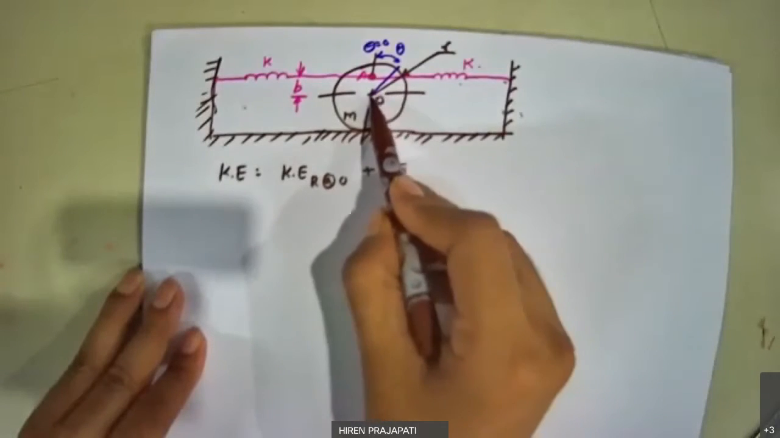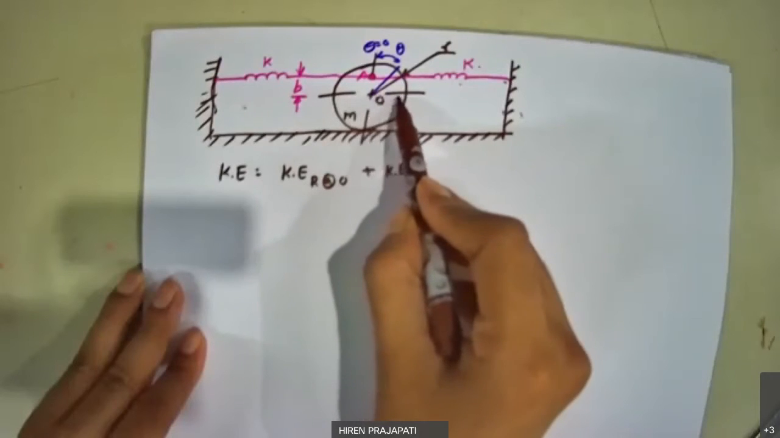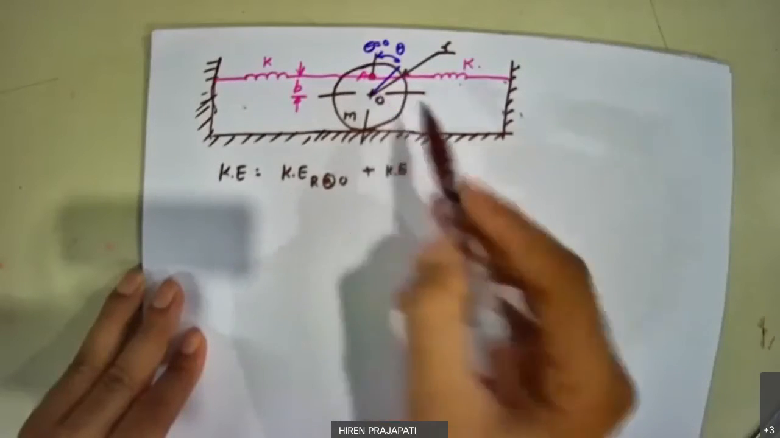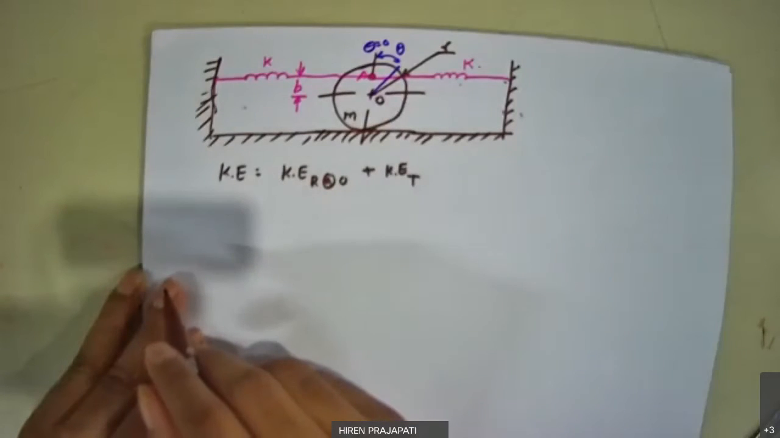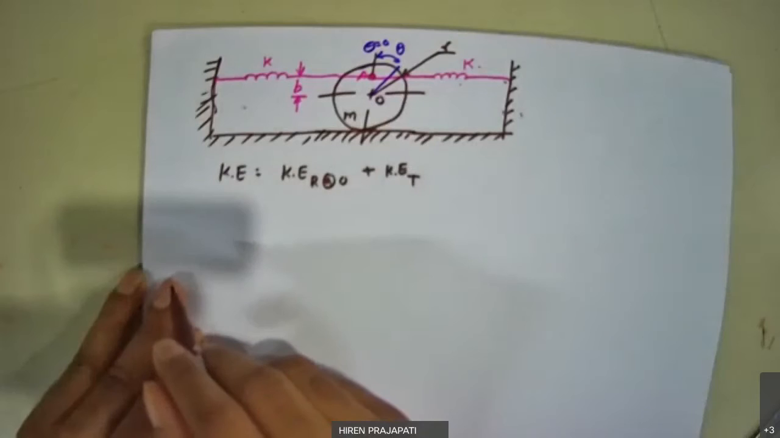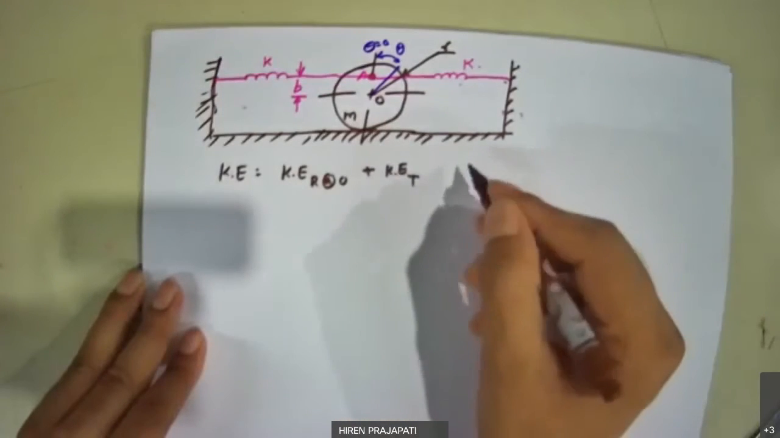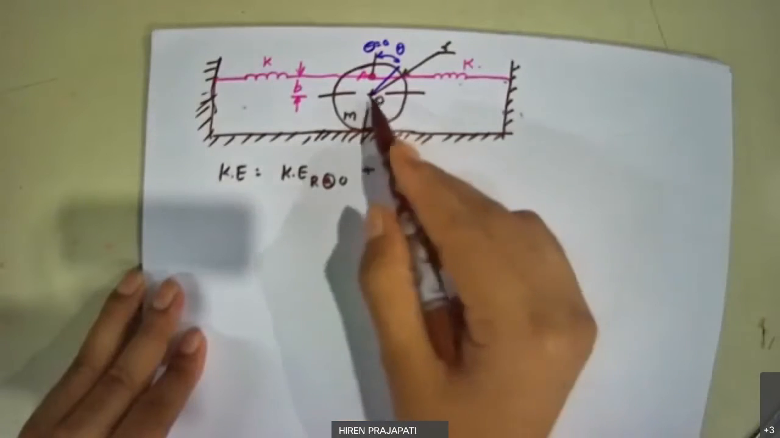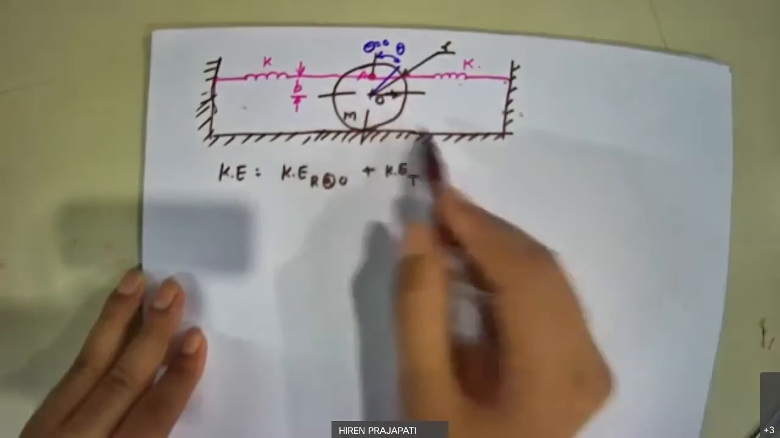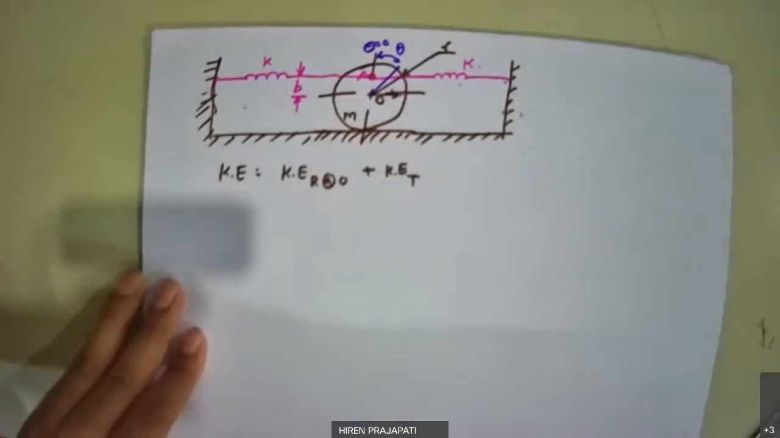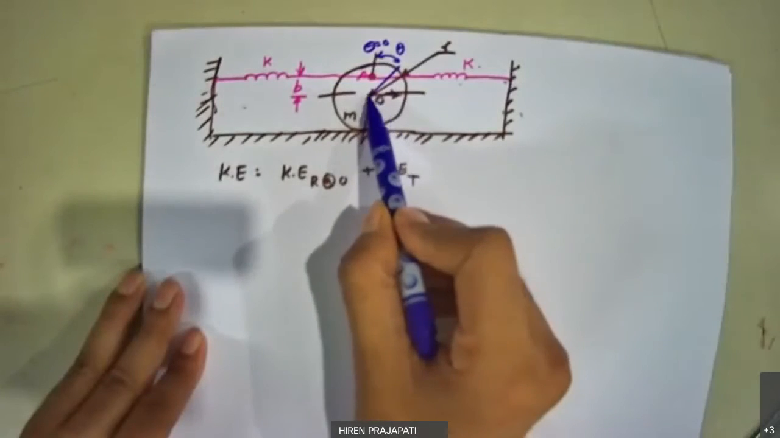moving linearly. The center of this is also translating from this point to the next point, right? So there we have some translation kinetic energy, or linear kinetic energy, with respect to the same point O in this direction. Now, if I give theta angle, then how much is the translation of this center?